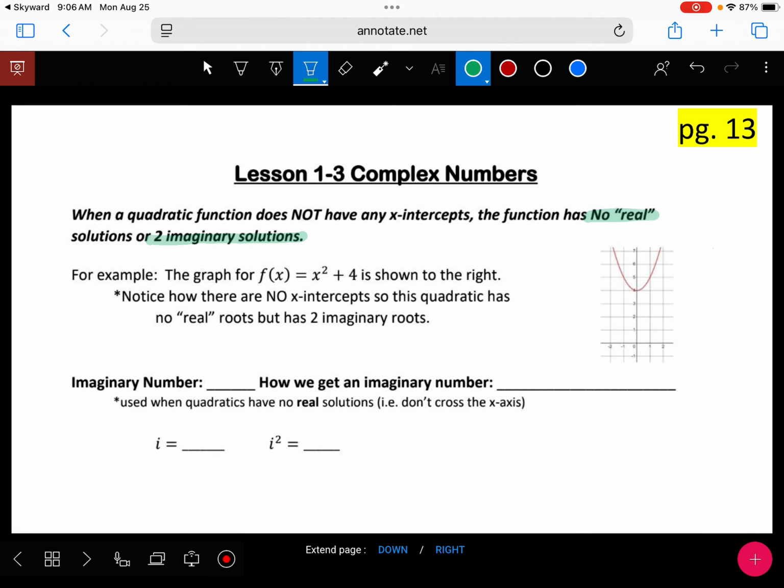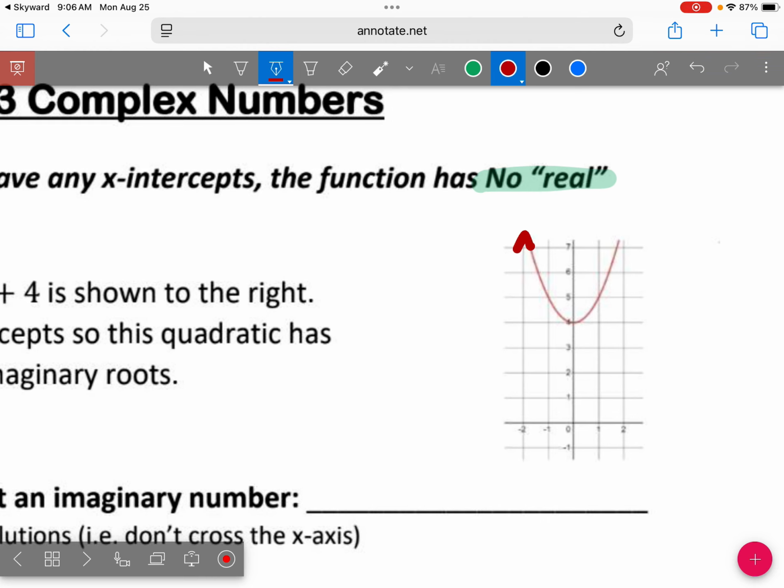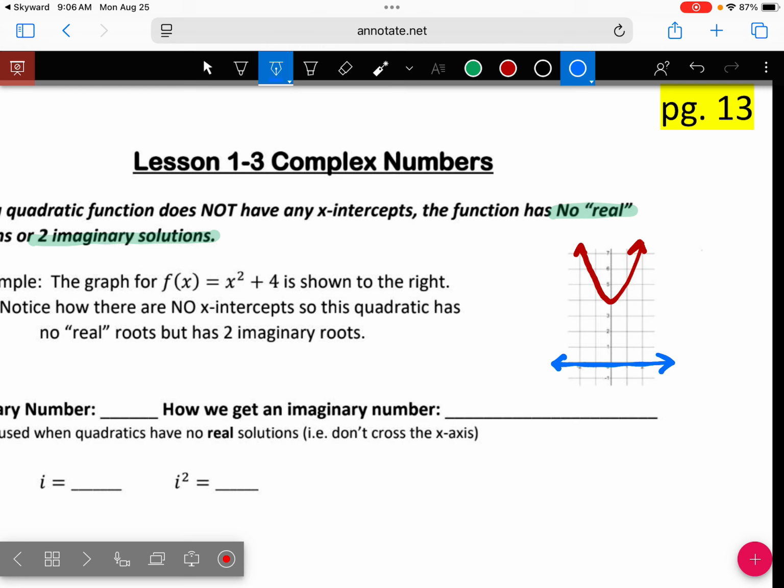It's about that time. All right, so the graph y equals x squared plus 4 is shown to the right. And do you notice that this graph does not touch the x-axis? The x-axis is all the way down here. So that means that the solutions are imaginary.